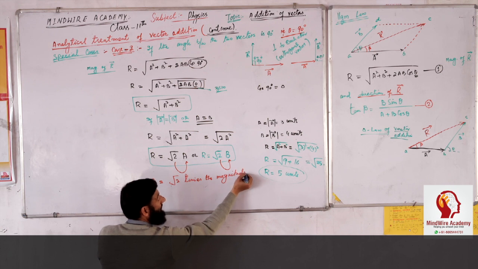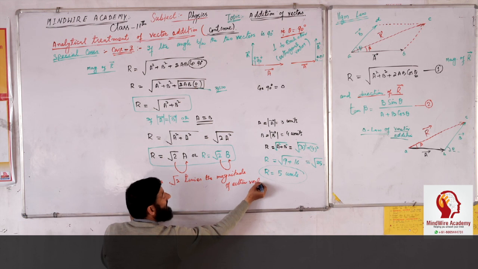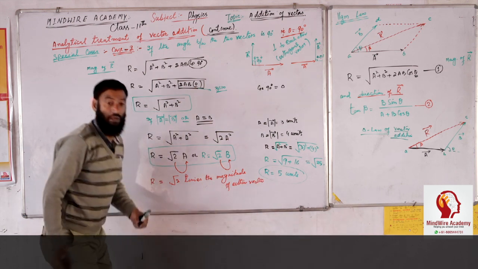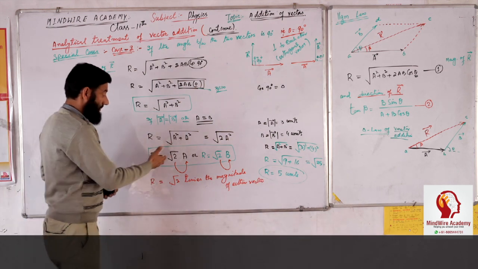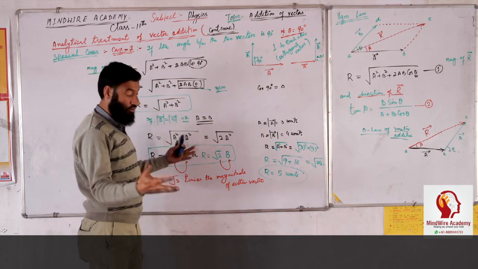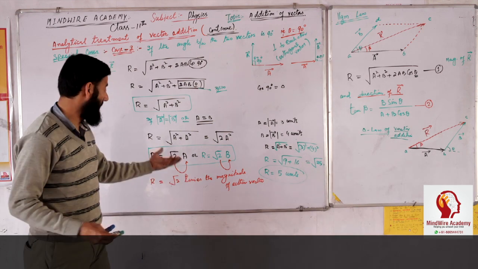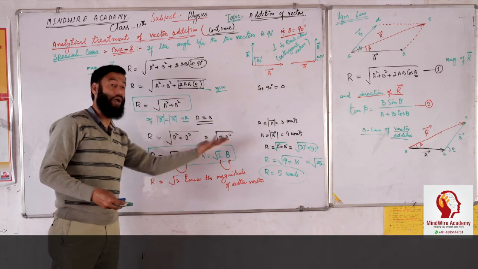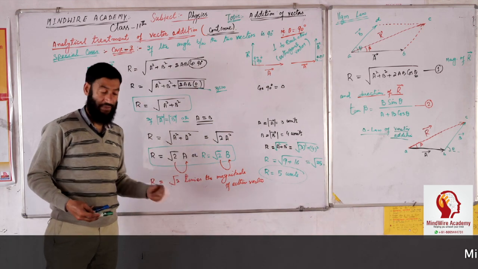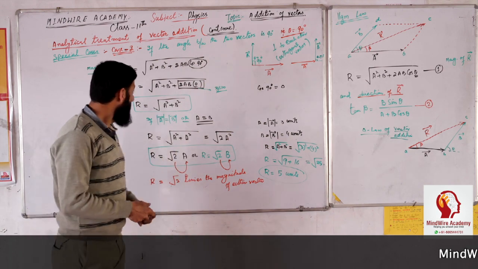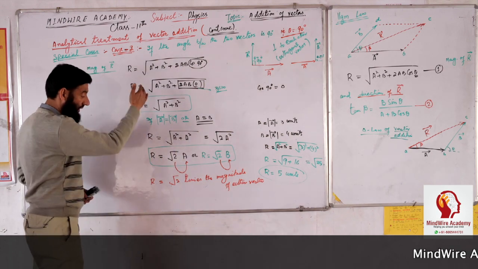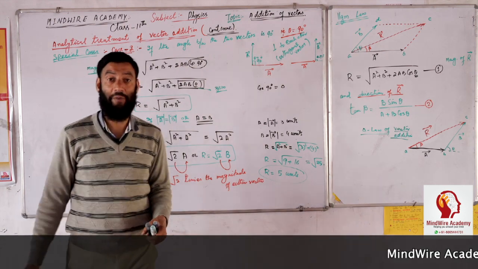magnitude of either vector. Take the magnitude of any one vector, a or b, because the magnitude of both is the same. If that happens to be 4 units, then you have to take the answer as root 2 times the 4 units, and you will solve and get the answer. So this is how to get the magnitude of those two vectors which are perpendicular to each other.